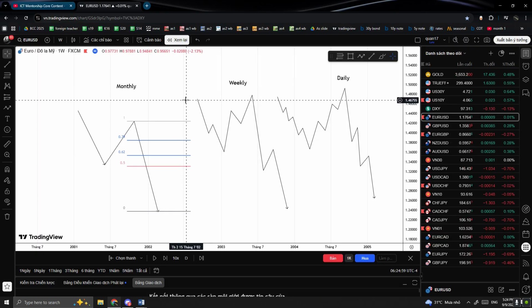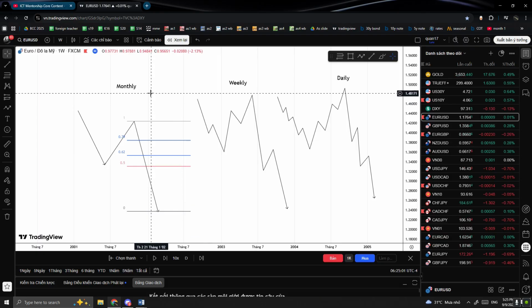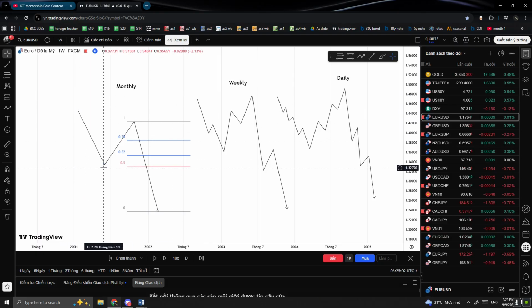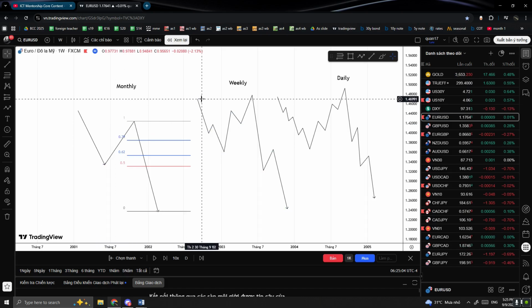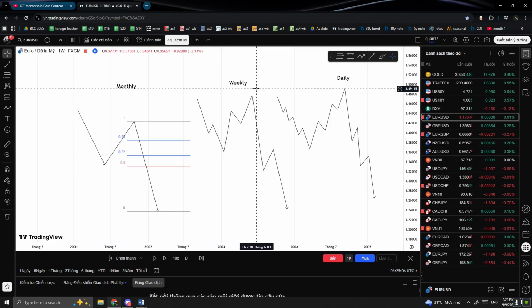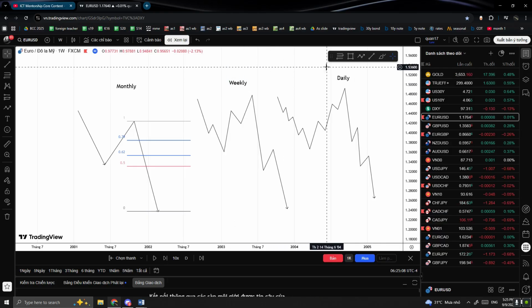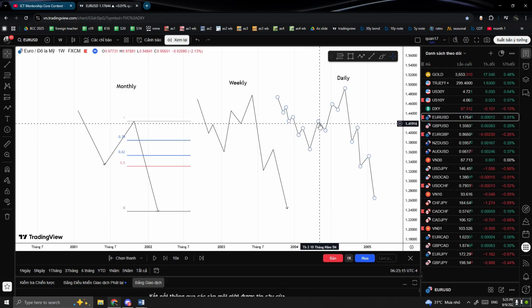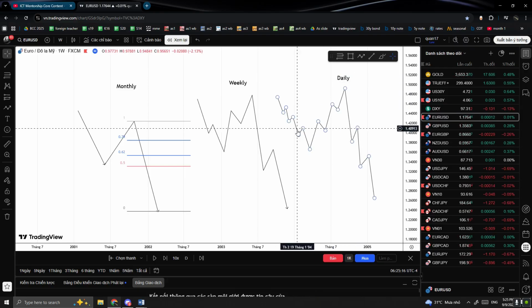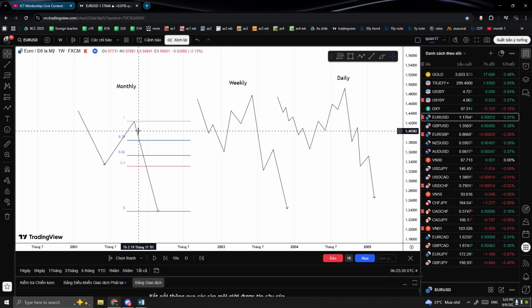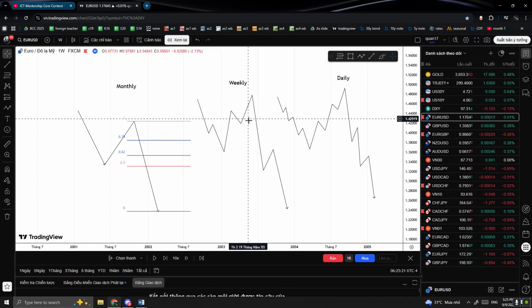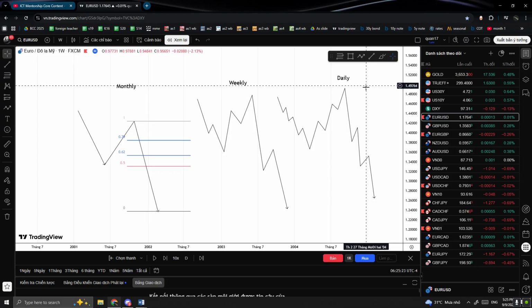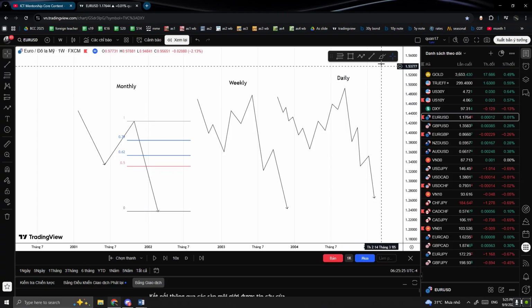Okay, so as you see, one move down, one move up, we can see more. We can see two moves down and two moves up in the weekly time frame, and in the daily we can see more moving up, down, up and down, and more smaller swings. But it's still aligned with this move of the monthly and the weekly time frame. And we can see the same with the 4 hour and 1 hour and so on.